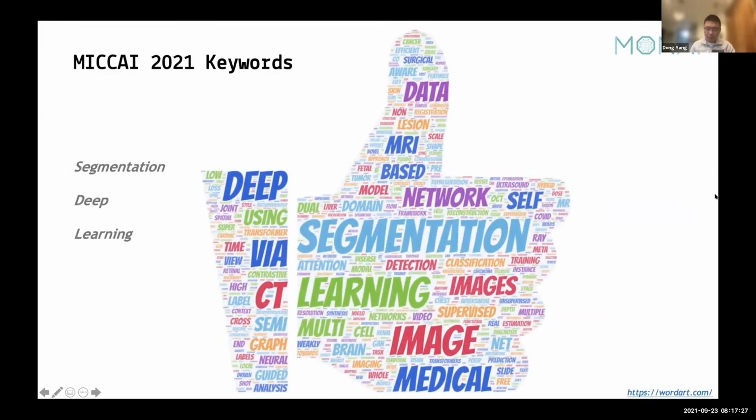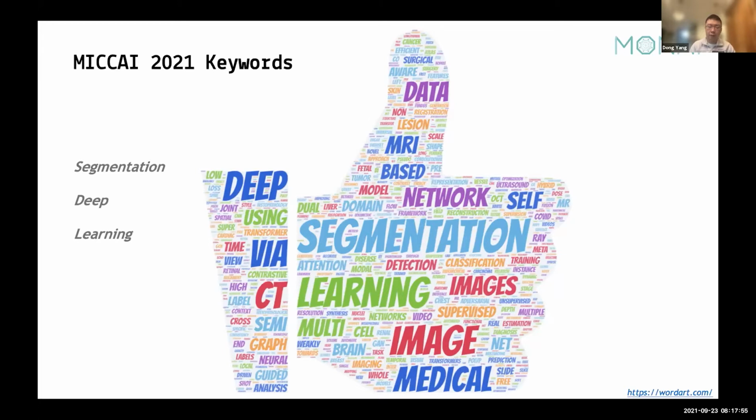So I made a figure about this year's MICCAI keywords. Basically, I put all the titles of the MICCAI papers this year into a word cloud. I tried to plot the statistics of the words from the titles. As you can see, there are three keywords that are used quite significantly by a lot of papers, which means they will be of most interest to most users.